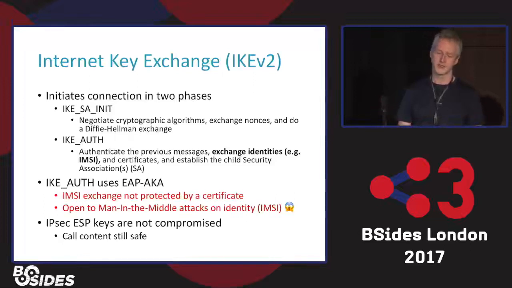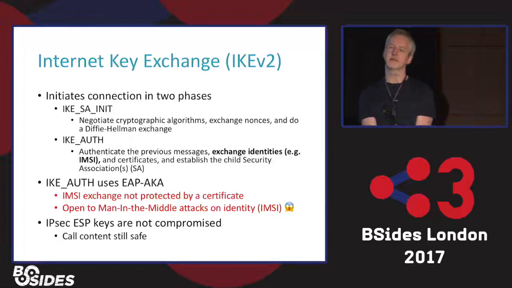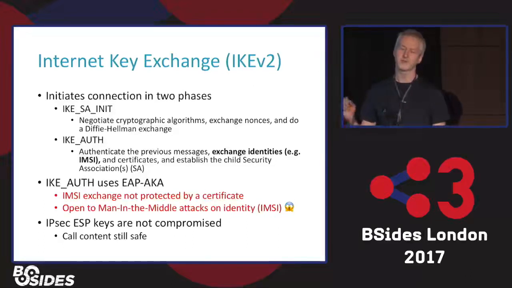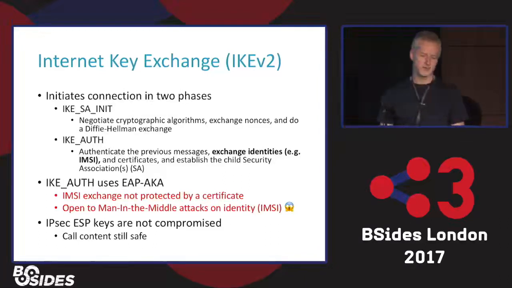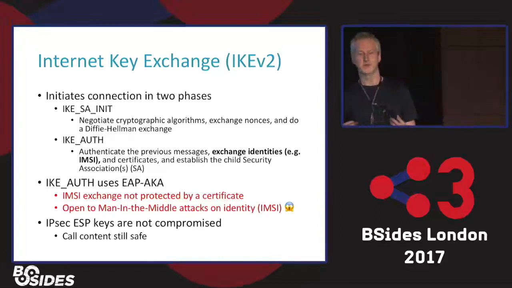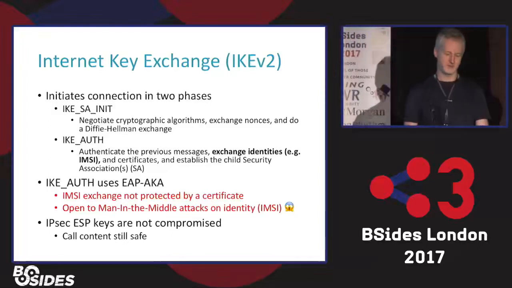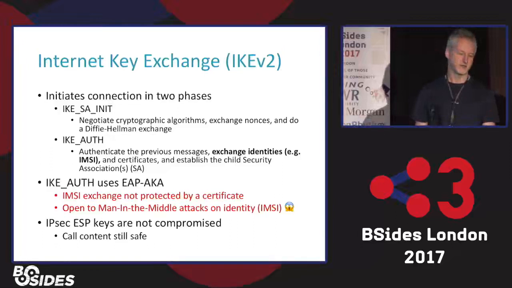And this exchange, the IKE auth exchange, contains the IMSI. It actually performs the EAP-AKA protocol in the IKE auth phase, exchanging the IMSI there. But unfortunately, the Diffie-Hellman exchange isn't actually protected by a certificate. It's not authenticated. So essentially, it's open to a man-in-the-middle attack. You can set up a malicious endpoint and just do a DNS redirect for the Evolved Packet Data Gateway, and you then pretend to be the Evolved Packet Data Gateway, and you catch the IMSI again, the second technique.